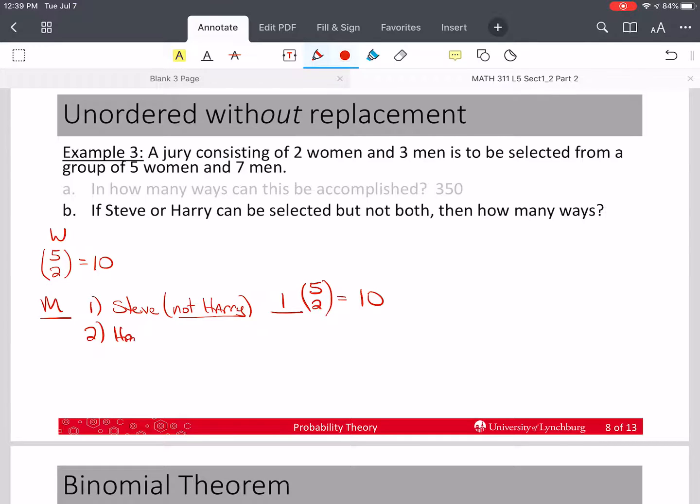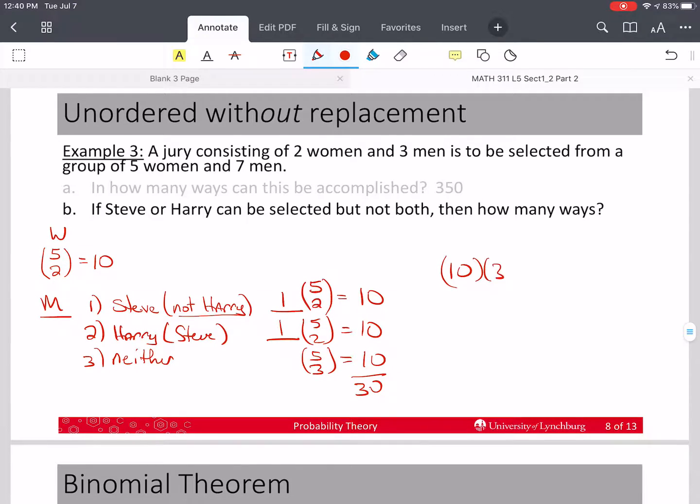Likewise, we could choose Harry, and then we could not choose Steve. So again, there's 1 times 5 choose 2, which is 10 ways. And finally, we could choose neither. So again, we're eliminating 2 people, so we're left with 5, but now we have 3 people that we need to choose from the 5. And if you work this out, you'll see that that also becomes 10. So there's 30 different ways to choose the men, 10 different ways to choose the women, so 10 times 30 is now 300, and so we have lost 50 ways that we could choose this jury just by making these restrictions.